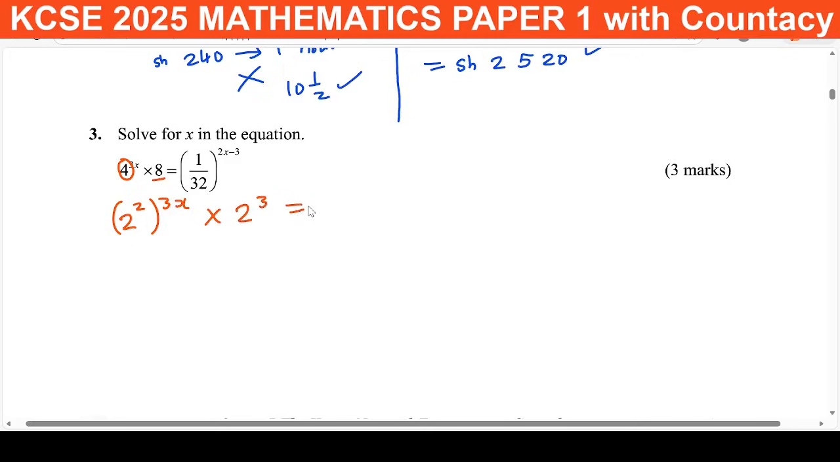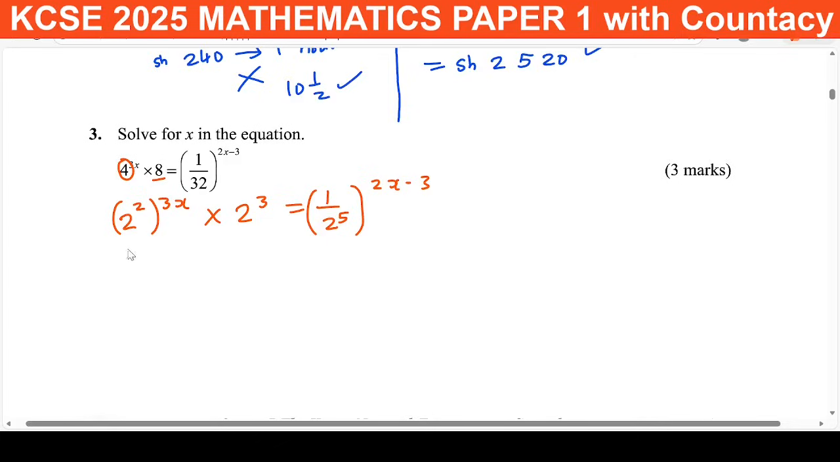And then on the other side, that is on the right side, we have 1 over 32. You see, 1 over 32, 32 should be equivalent to 2 to power 5. And then we have all that to power 2x minus 3 like that. Amazing. So we can go ahead and try to open up these brackets.